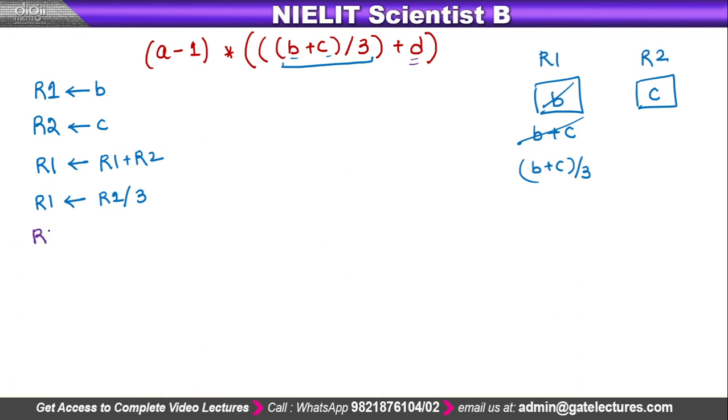Now I have to add d to R1. So I will take R1 and I will add d into it, or first I have to load, right? First I have to load d. So what I'll do, I have this R2 with me and c is useless. So I will take R2 and load d into it. So now R2 will have d in it. Now I will take R1 and add R1 with d. So now this statement will become b plus c divided by 3 plus d. Okay? Clear?